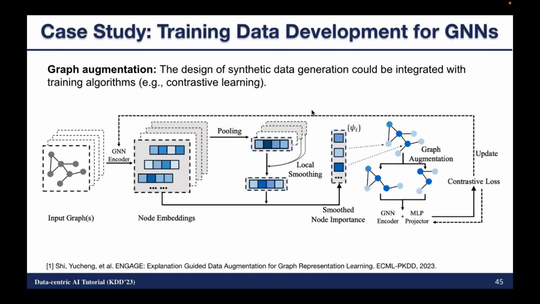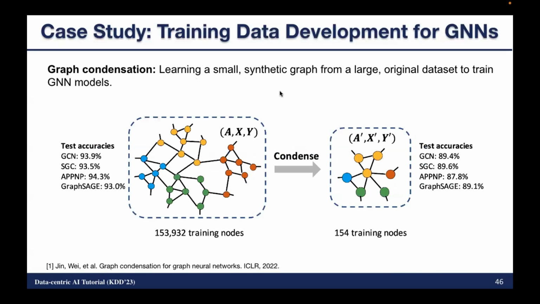In addition to doing this mix-up before the training, the design of synthetic data generation could be integrated with the training algorithms. An example is a recent paper, ENGAGE, which uses explanation to guide the data augmentation process, which means we use explanation to identify the important features. And then we keep those important features during the data augmentation and perturb the unimportant features.